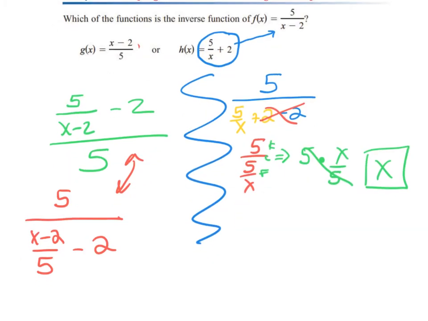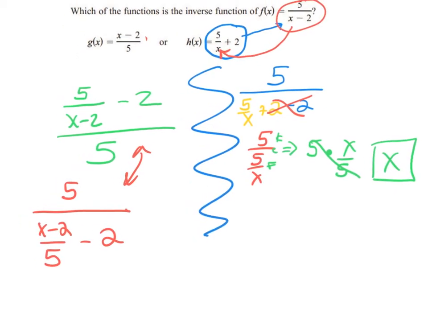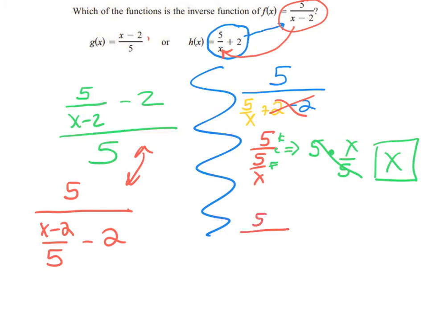Okay, so now we're going to do the same thing. Again, I'm just showing you. We're going to take this and plug it in right there. So I have 5 over, you guys still with me? Yes. Okay. 5 over x minus 2, and then plus 2. Did I write that right? 5 over x minus 2 plus 2. You guys with me?